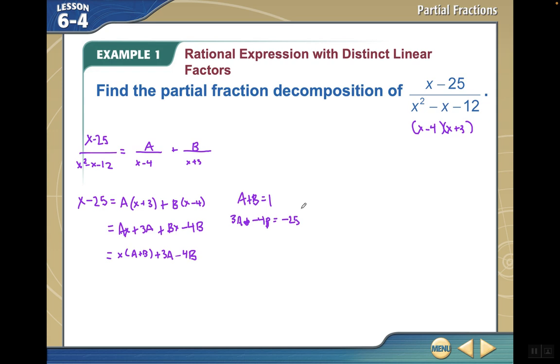Okay, so now we have a system of equations, that we could put into a matrix and just throw in our calculators and solve it. And of course, you can solve this however you want, but I'll just do this way for now. So 1, 1, 1, that's for 1A plus 1B equals 1. And then 3, negative 4, and negative 25.